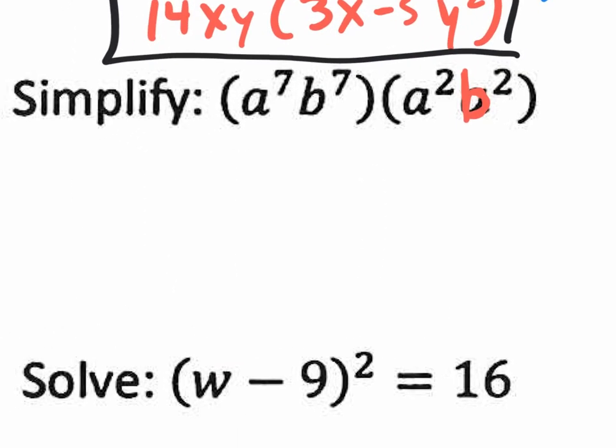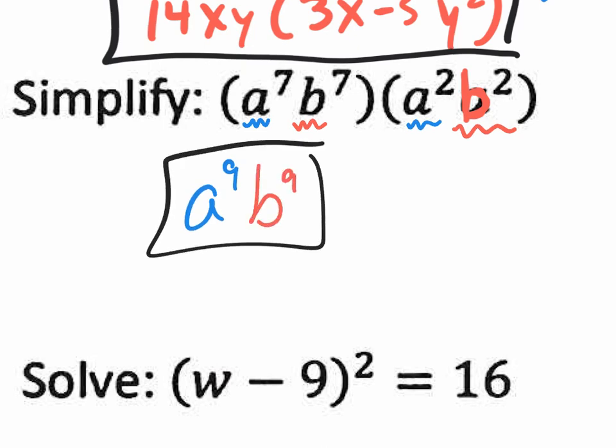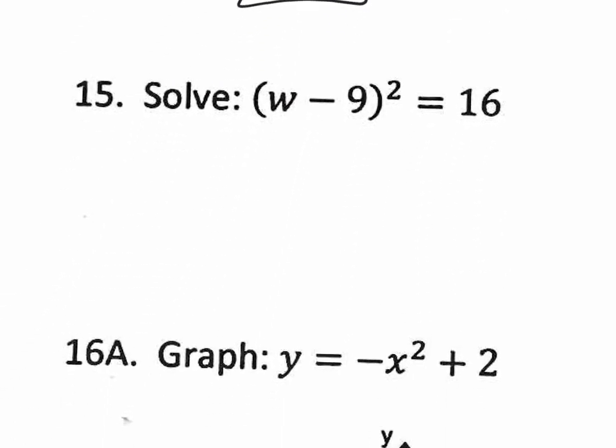This one's pretty easy. Simplify this using rules of exponents. All you got to remember is that when you're multiplying two terms with the same base, you add the exponents. So the a to the 7th times a to the 2nd, add those together, you get a to the 9th. So let me write a to the 9th. And then how about the b to the 7th times b to the 2nd? That's also going to be b to the 9th. And that is your answer, guys. A to the 9th, b to the 9th. Ta-da! Easy. Moving on, number 15.